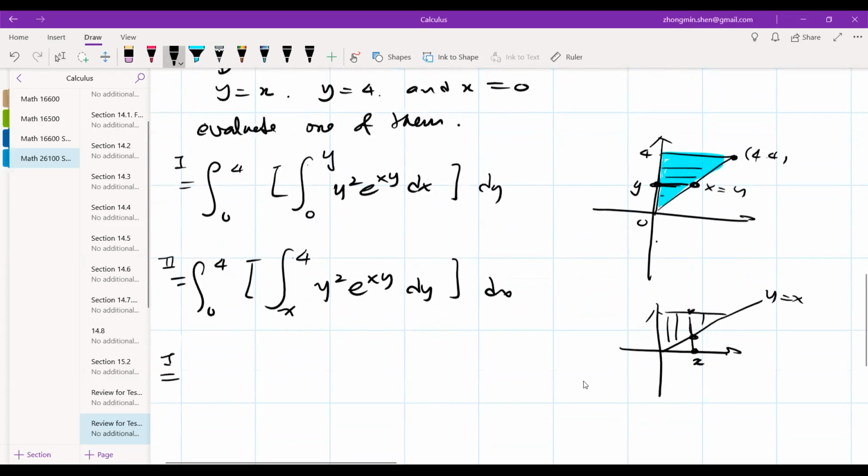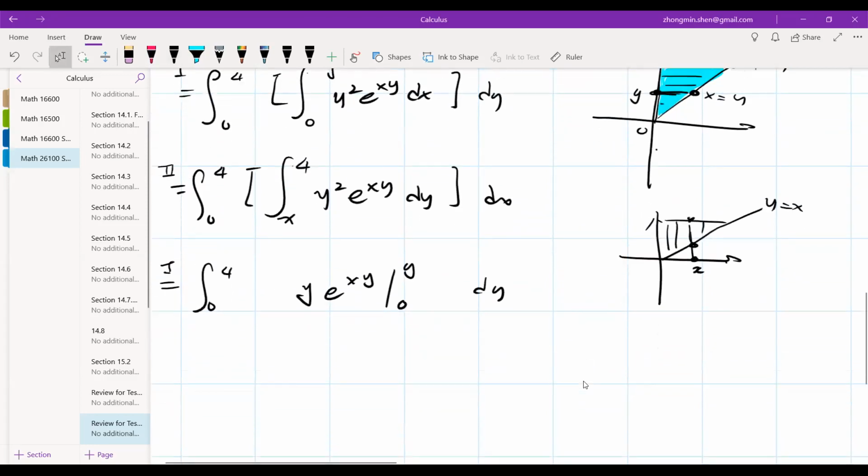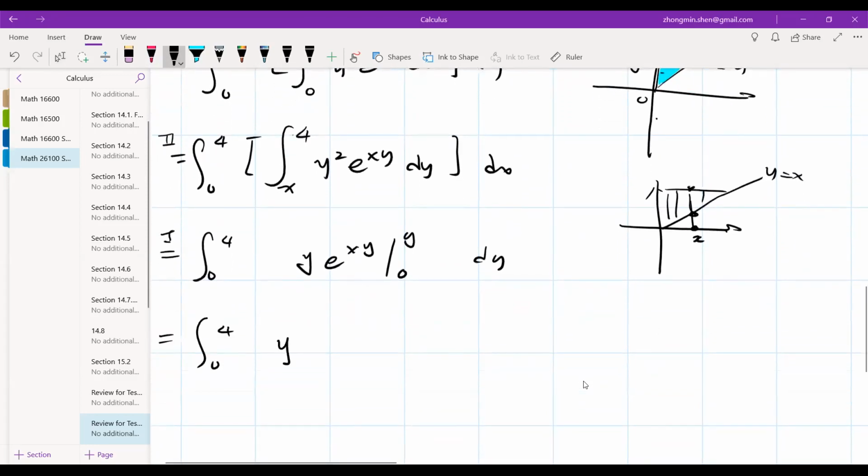The first one, just evaluate with respect to x. The antiderivative of y squared times e to the xy dx, where y is a constant, will be y e to the x times y, because when you differentiate with respect to x, you get a y, so y times y is y squared. From 0 to y, dy. When x equals y, you get y squared. When x equals 0, you get y times e to 0, so just 1.